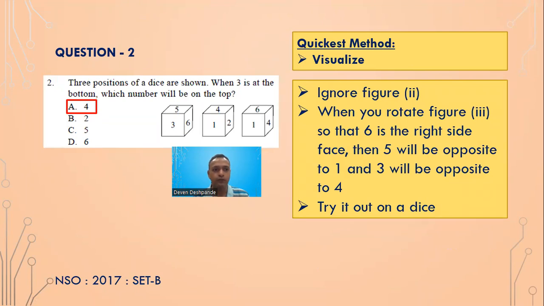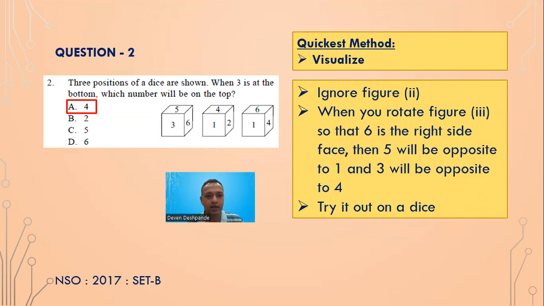Okay, question number 2. 3 positions of a dice are shown. When 3 is at the bottom, which number will be on the top? So again, this is a visualization problem. We will not consider figure 2, we can ignore figure 2. But if you rotate figure 3, so that when 6 is on the right hand side, then this side which is on the left will be on the top, isn't it?